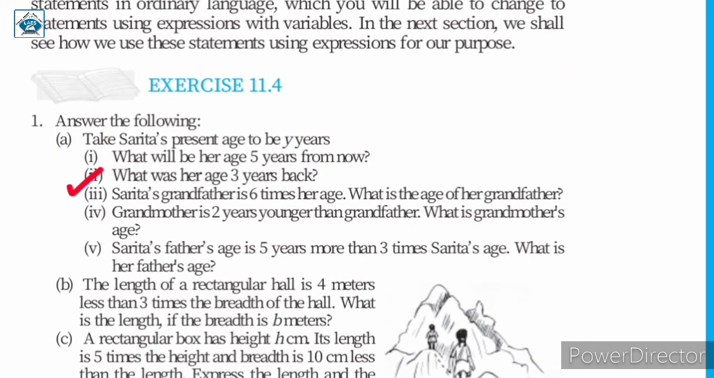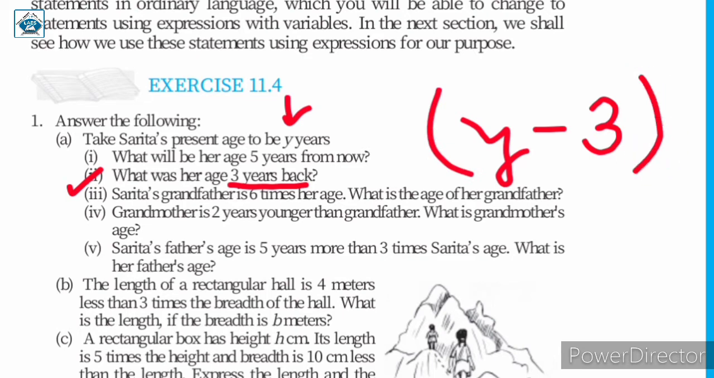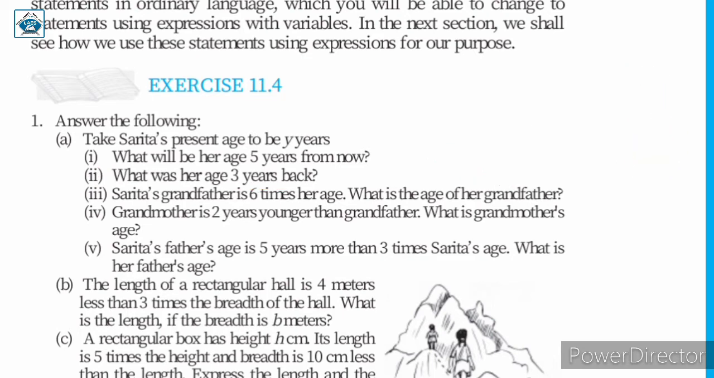Next, what was her age 3 years back? So 3 years back means minus 3. Minus 3 from what? Her present age. And what is her present age? It is Y years. So Y minus 3. What was her age 3 years back? Y minus 3 was her age 3 years back.